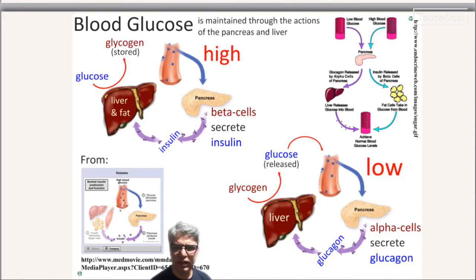In response to high blood glucose levels, insulin secretion from beta cells in the pancreas is increased, and this stimulates the liver to store glucose as glycogen. When blood glucose levels are low, glucagon secretion from pancreatic alpha cells is increased, and this stimulates glycogenolysis and gluconeogenesis, therefore increasing the release of glucose into the bloodstream.